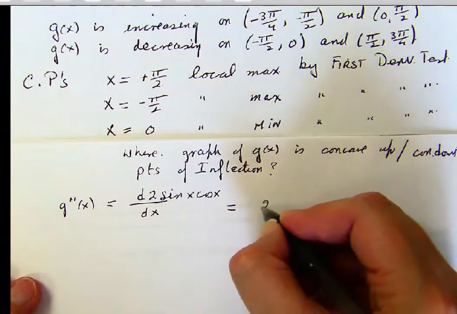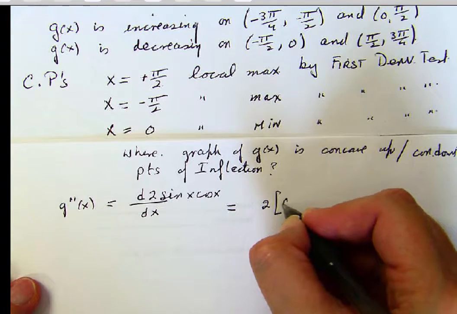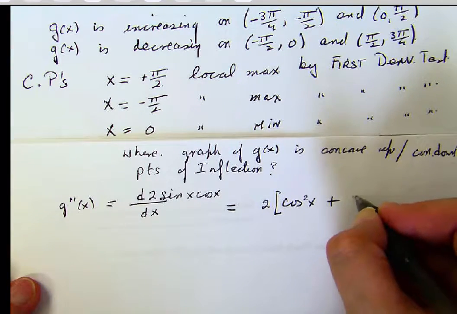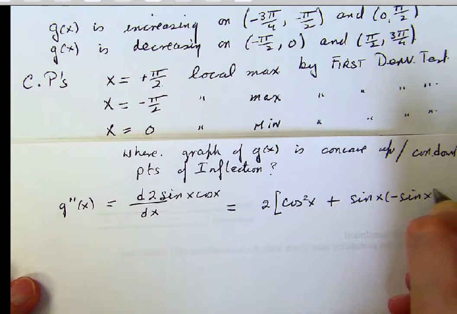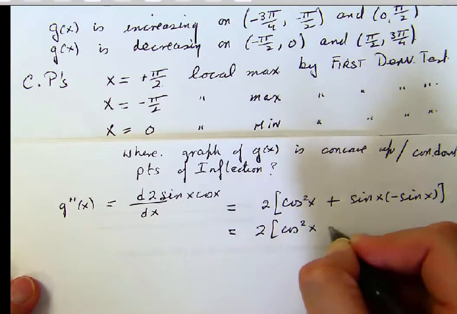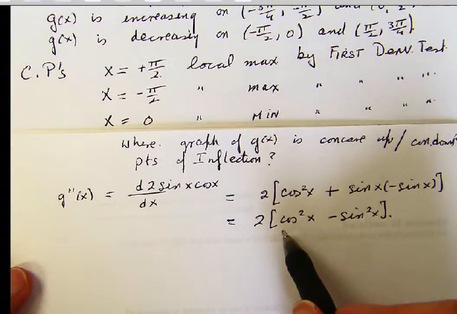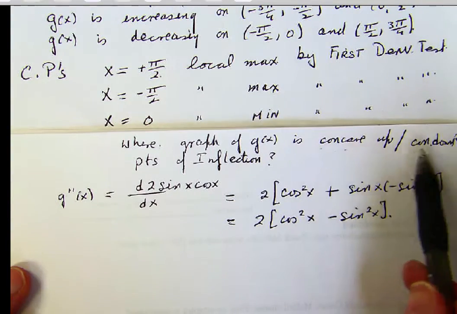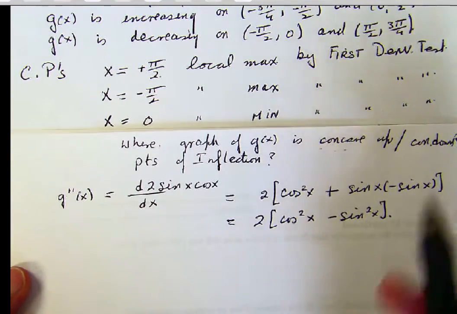And using the product rule, that's 2 times cosine, the derivative of sine, which is cosine squared of x, plus sine times the derivative of cosine of x, which is minus sine of x. So this is 2 times cosine squared of x minus sine squared of x. We'd like to figure out where this second derivative is positive and negative. That's going to tell us where the function is concave up and where it's concave down, and where it switches sign, and these will be the points of inflection.